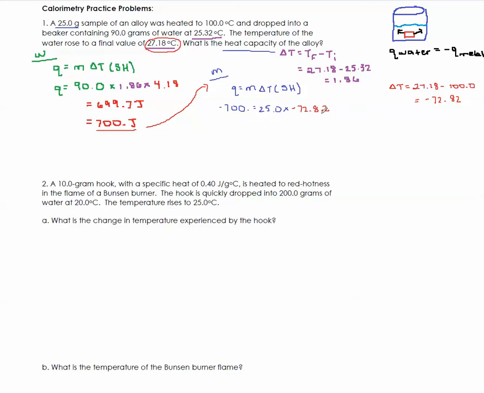Okay, so that's mass times my change in temperature, and I'm solving for my specific heat. What you've got to do, if you can do this without my help, you can fast forward me. I've got negative 700 joules equals, I need to multiply the 25 times the negative 72.82, and I get negative 1,820.5 times your specific heat. And so I'm going to divide both sides by the negative 1,820.5 to get the specific heat all by itself.